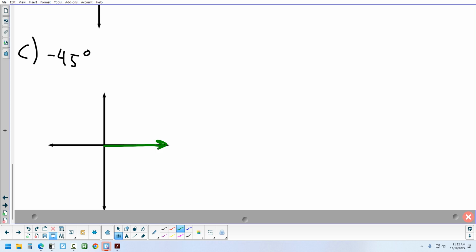Anything that's a multiple of 45 splits it. 45, 135, 225, 315. Those are the positives. But negative 45 is, well, I actually just said what it's the same as, and we're going to write that down right now. So that's a 45-degree angle going clockwise. What's an angle that's coterminal with that?